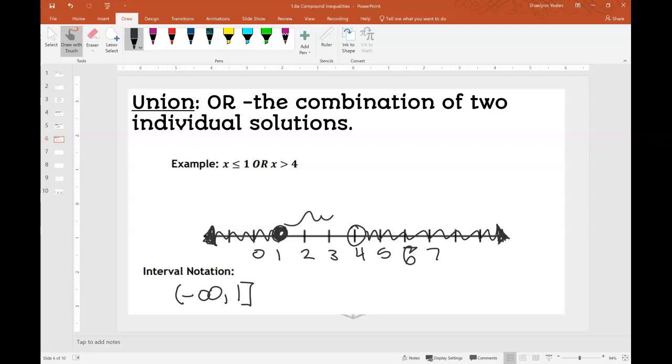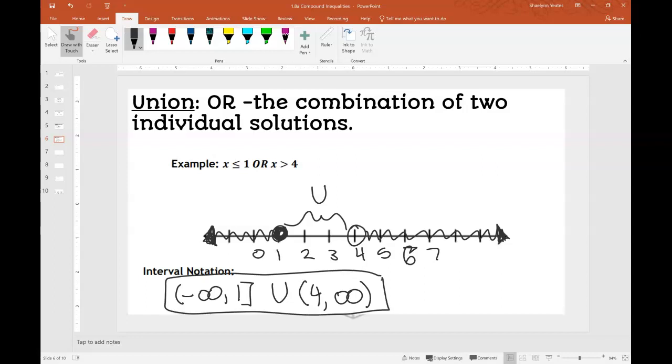Now, do you notice the space? The space in interval notation we're going to denote with a giant U. Okay? Then we need a parenthesis for our open dot at 4. It's going all the way to the right to positive infinity, and infinities always get a parenthesis. The only thing that ever gets brackets is that closed dot.